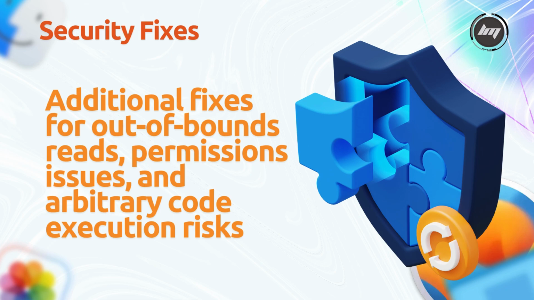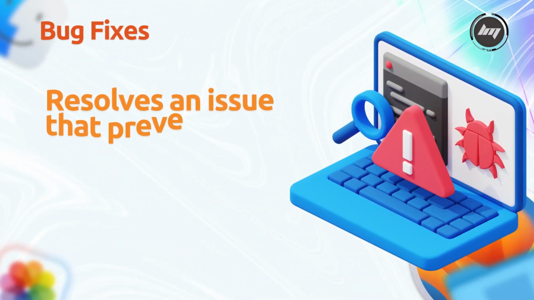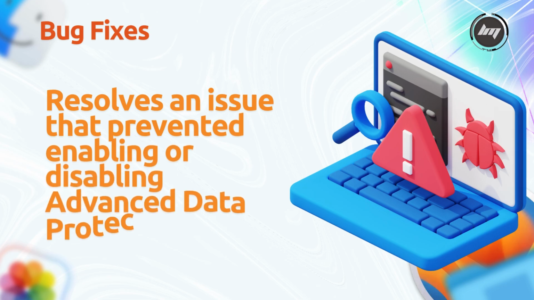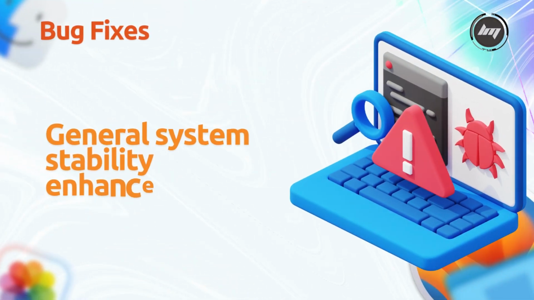gain elevated privileges. The bug fixes and stability are as follows. Resolves an issue that prevented enabling or disabling Advanced Data Protection, improving iCloud security functionality. General system stability enhancements, though specific performance improvements are not detailed in the release notes.